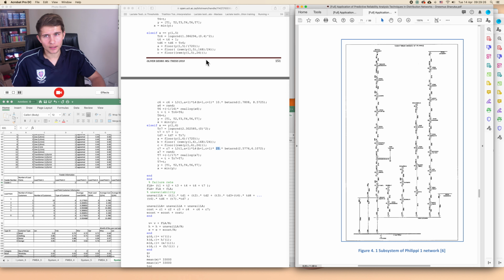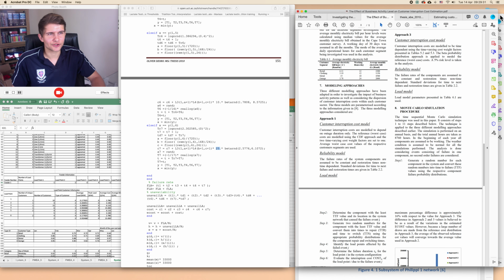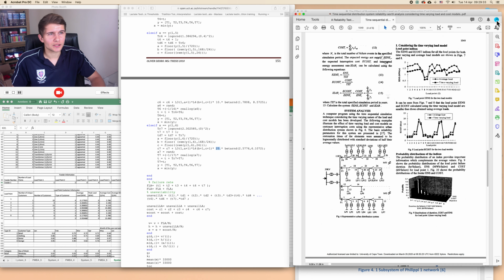So in Oliver's paper, he has real, should not have moved that down. Leave that there.